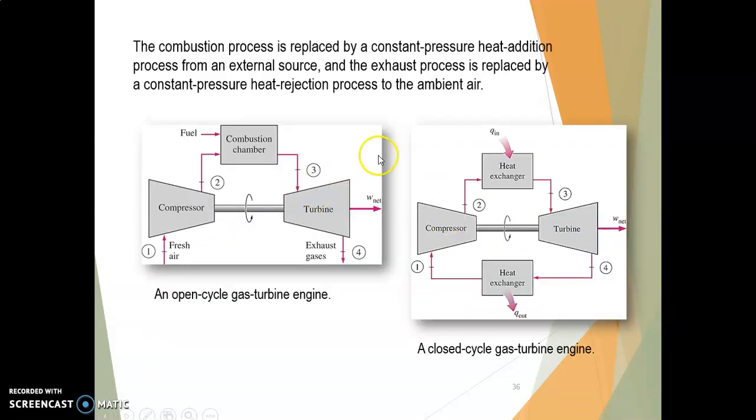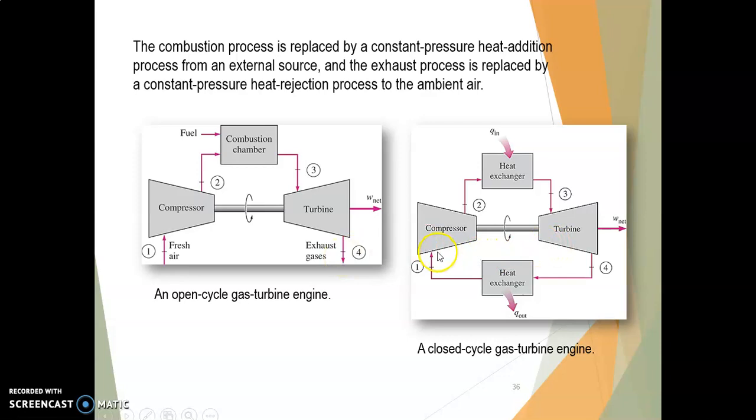So according to this, we have two types of cycles. The first one is the open system and the other one is the closed system. In the open system, usually we get fresh air moving inside the compressor, then flowing through the combustion chamber. In the combustion chamber, fuel is supplied by injection, then combustion happens, then the gas moves to the turbine. By rotating the shaft, we get the net work, then we release the gases.